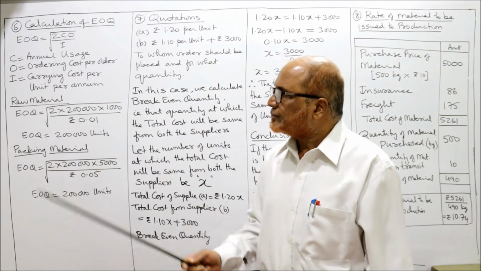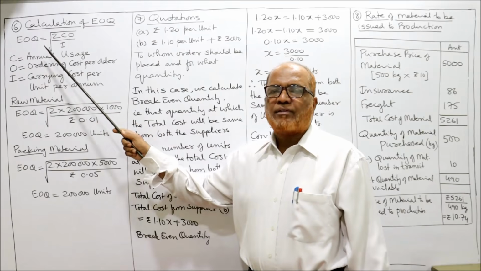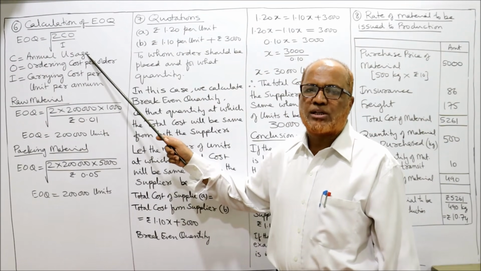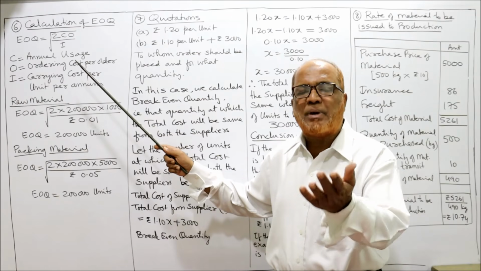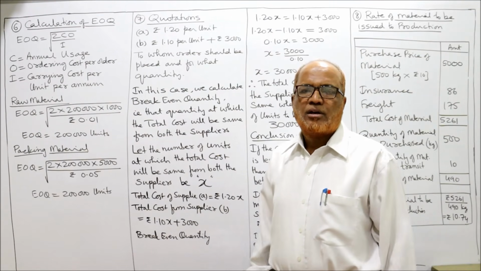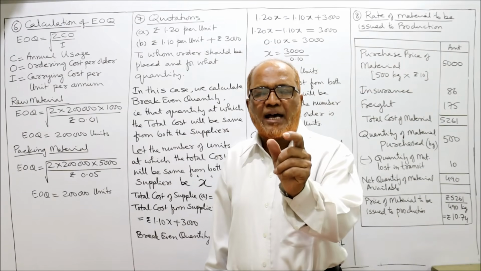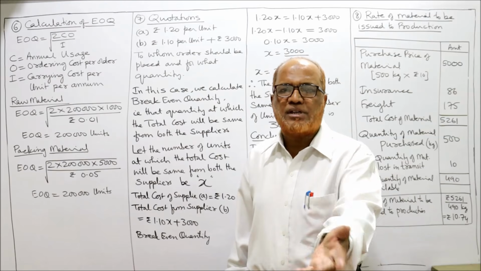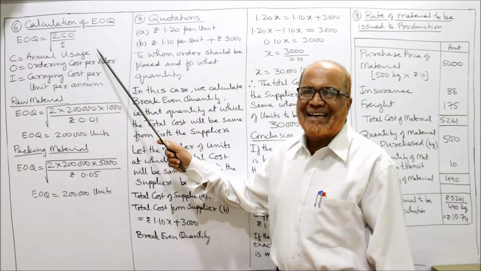Now see here. Calculation of EOQ, I have given the formula. EOQ is equal to under root 2CO by I. C is equal to annual usage, or in this problem we'll use monthly usage. So you can take the period as 1 year or you can take the period as 1 month. In our problem it is given 1 month. So we'll take monthly usage.